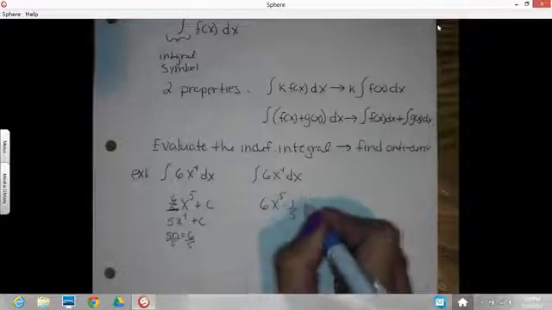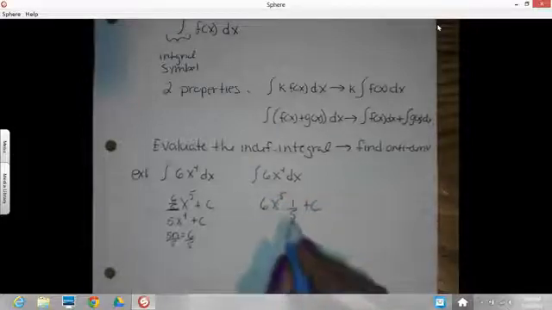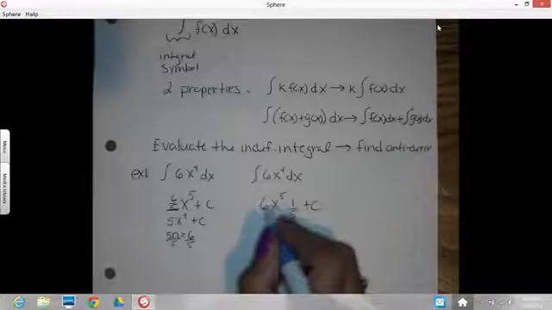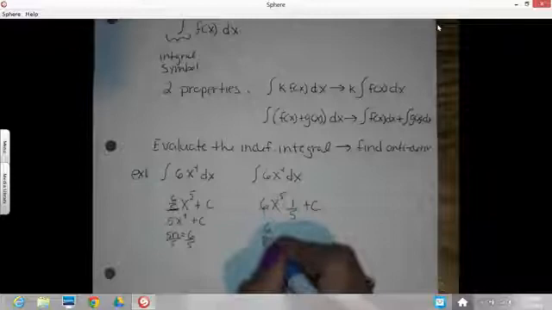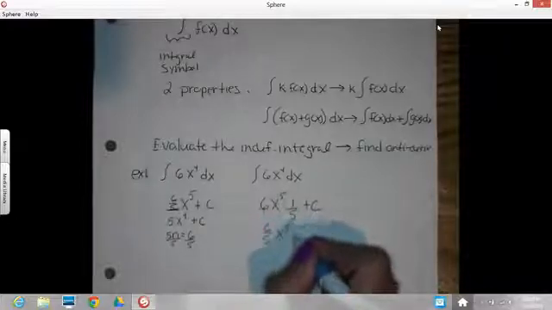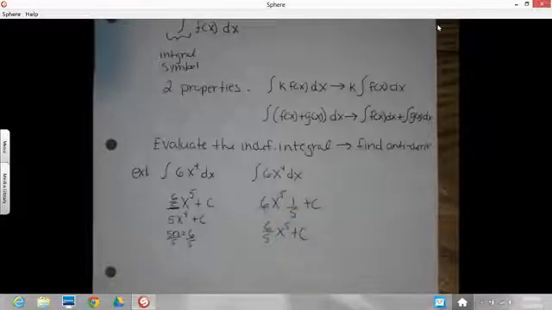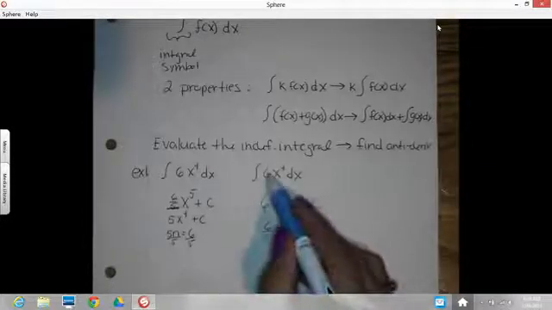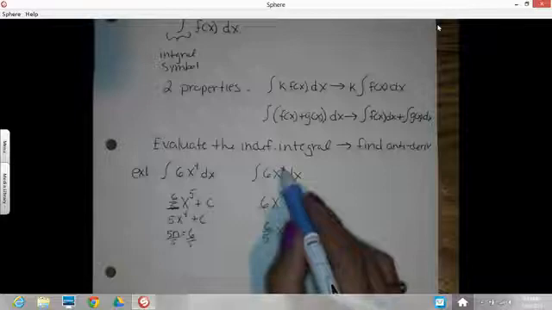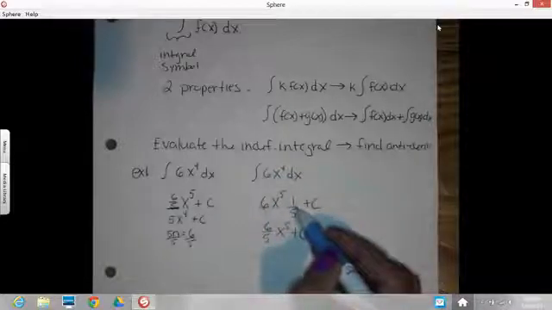plus c. And then what happens is my 6, which can be, think of it as 6 over 1, multiplied by the 1/5, gives me 6/5 x to the 5th plus c. To me, that's a lot easier just to follow the rule. So constants carry along, add 1 to the exponent, multiply by its reciprocal. Okay, practice.